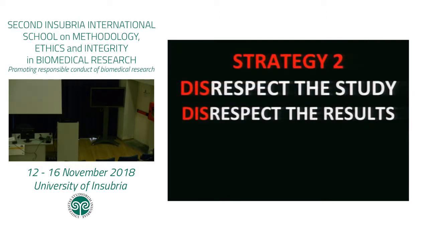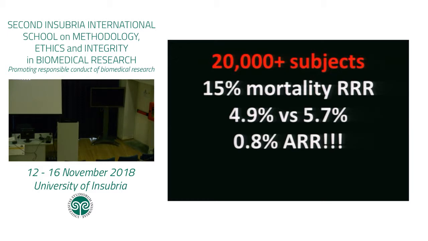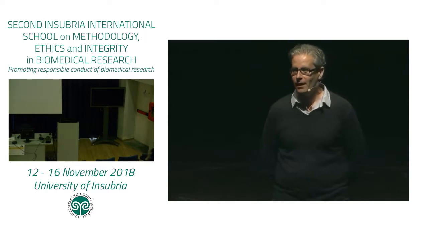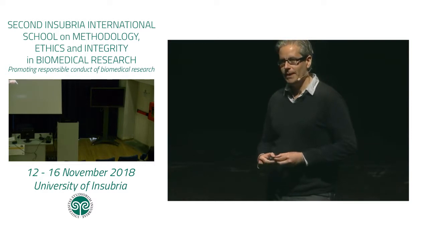This bit's quite easy. 20,000 subjects, 15% relative risk reduction. What does that actually mean? Well, in the placebo arm, 5.7% mortality. In the treatment arm, 4.9% mortality. That is only a 0.8% absolute risk reduction. Convert that into a number needed to treat by dividing 100 by 0.8. You get a number needed to treat of 125. I have to give this drug to 125 patients to save one life. That is a big number.